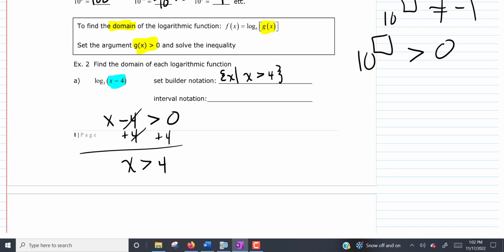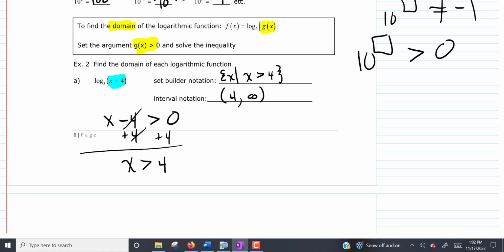Now, how would that be in interval notation? Where to where? If it's greater than 4, how do you write it in interval notation? 4 to infinity, right. So you would have parenthesis 4, comma, infinity like that. Okay, so that's how that goes.